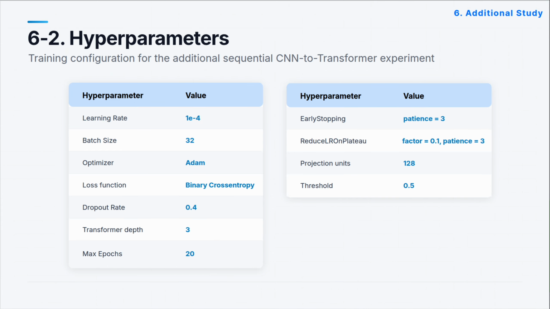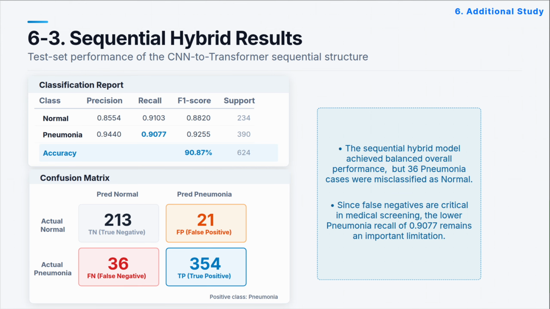For the additional experiment, we adjusted hyperparameters such as learning rate, batch size, and dropout to stabilize training. The sequential hybrid model achieved about 90.87% accuracy and showed relatively balanced classification performance. In addition, the model produced 36 false negatives during pneumonia detection.